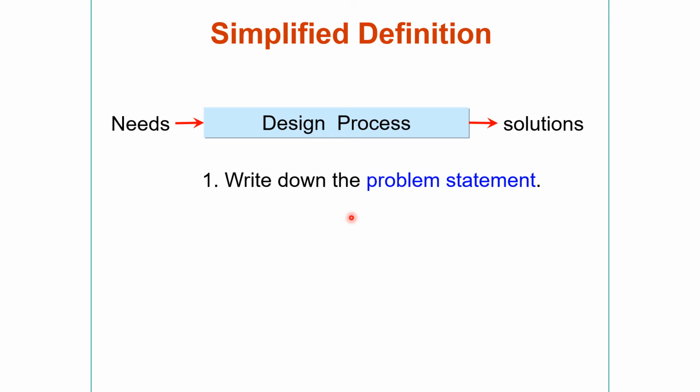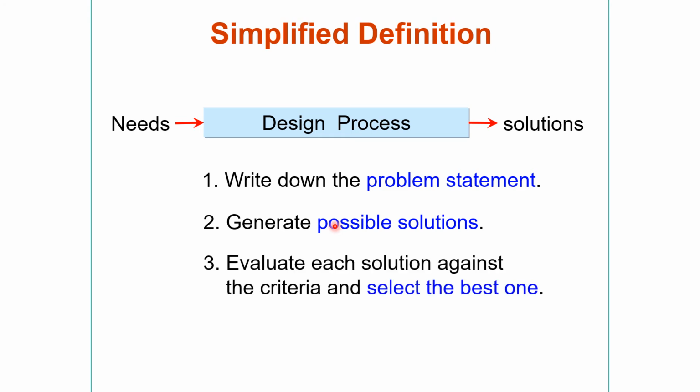Write down the basic fundamental approach for giving a solution to any problem. There are four fundamental parts. First, write down the problem statement. What is the problem you are facing in the industry, or what issue are you facing? You have to write that problem statement down. Then generate possible solutions. Think about different solutions, like this solution is feasible, and this one is also feasible. Then evaluate each solution against the criteria and select the best one.